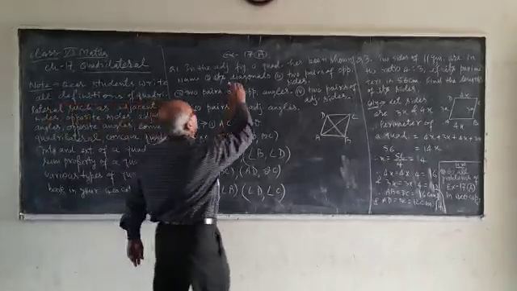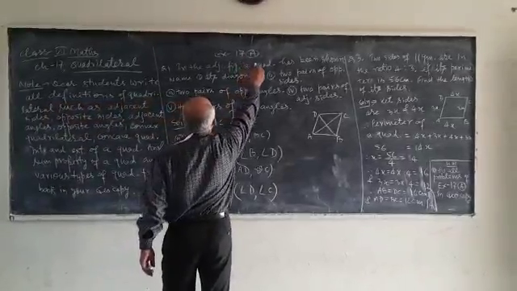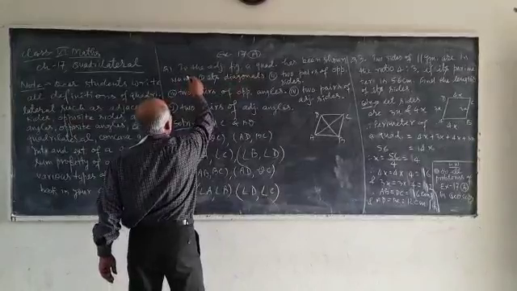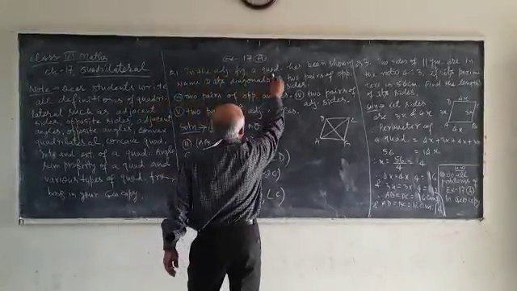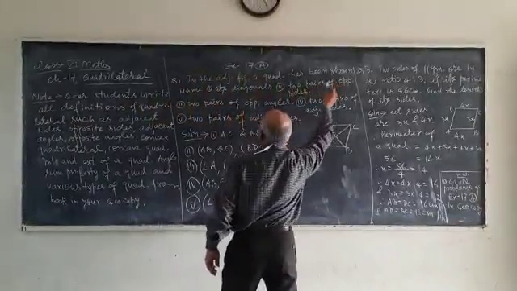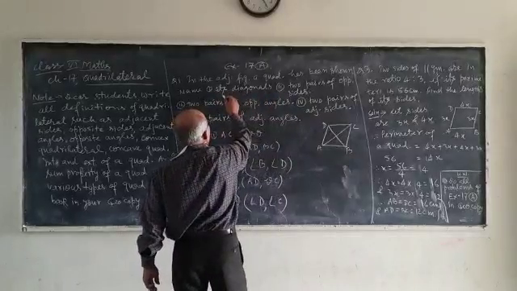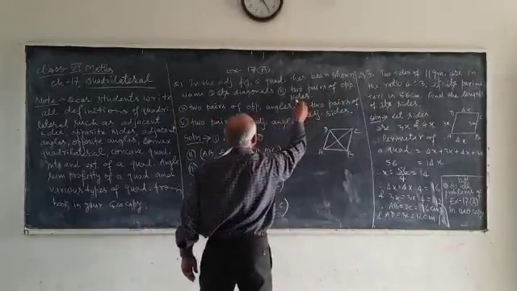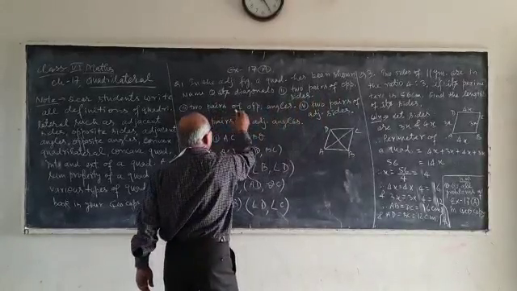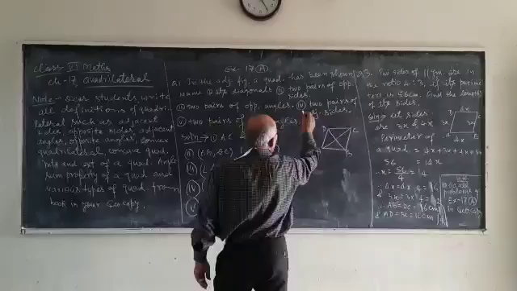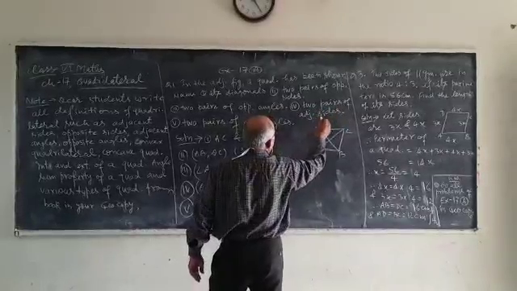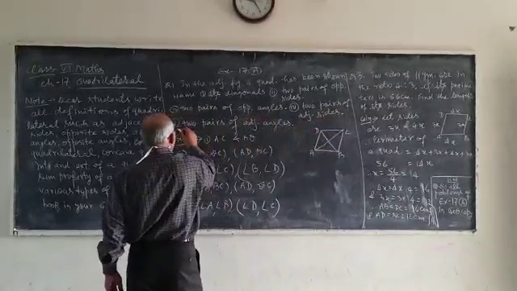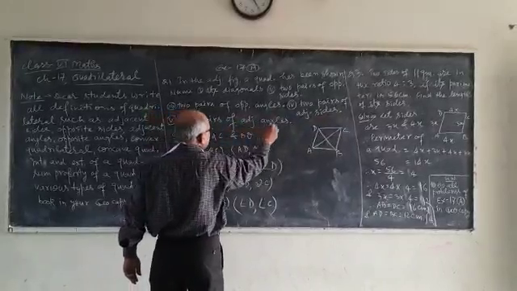Now you come on exercise 17A. Question number 1. In the adjacent figure, a quadrilateral has been shown. Name first its diagonals. Second, two pairs of opposite sides. Third, two pairs of opposite angles. Fourth, two pairs of adjacent sides. Fifth, two pairs of adjacent angles.